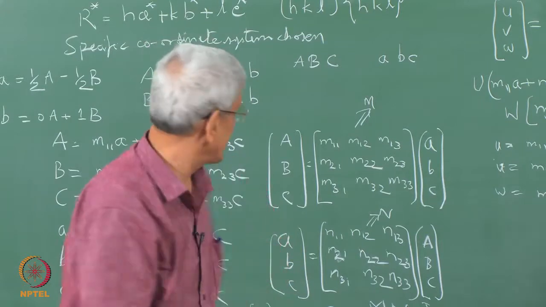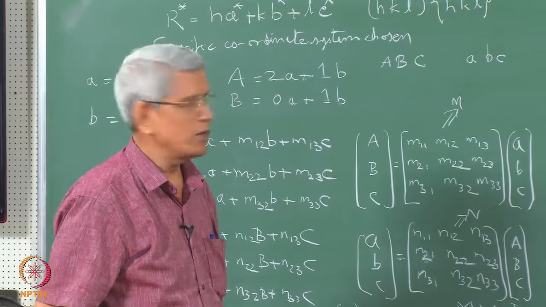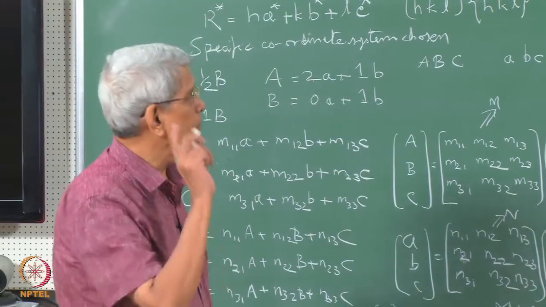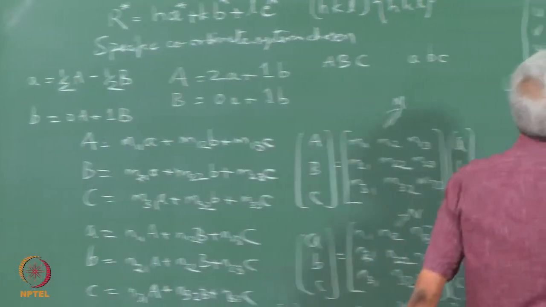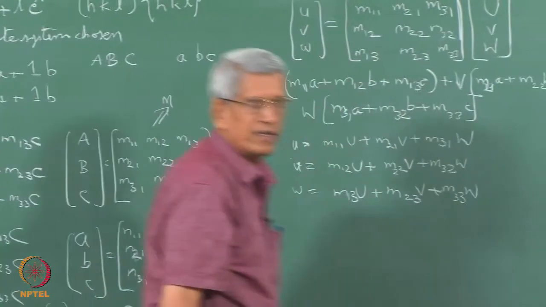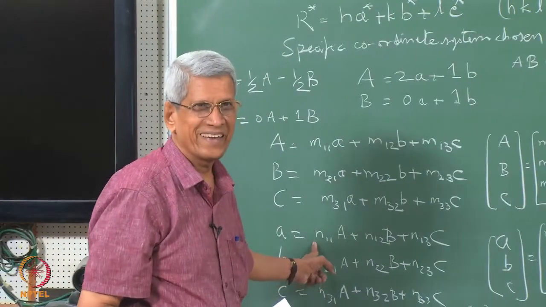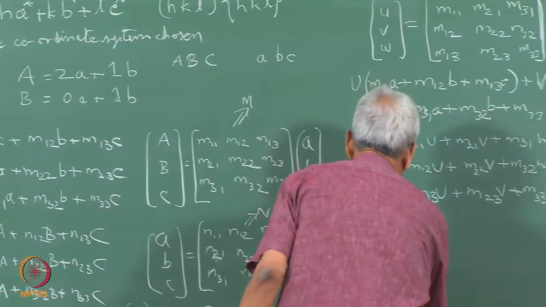Similarly, we can get it in terms of the U, V and W. In terms of small u, v, w we can find out. But what is essentially going to happen is that now A, B and C we are going to substitute with this equation.